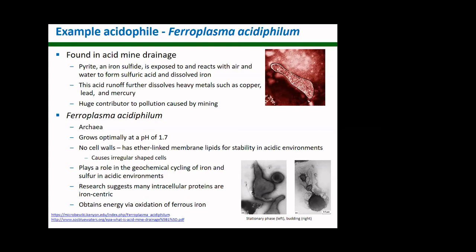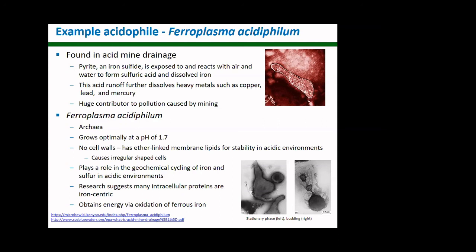Sulfuric acid is a very, very strong acid. And this acid that's made runs off into the local environment, streams and rivers and those things. And it's a huge contributor to pollution caused by mining. So Ferroplasma acidophilium likes to grow in this super acidic acid mine drainage that's full of sulfur and iron. It normally grows at a pH of about 1.7, which is a little bit more acidic than your stomach acid. Stomach acid is about 2.